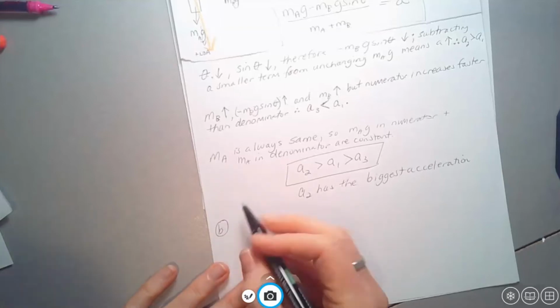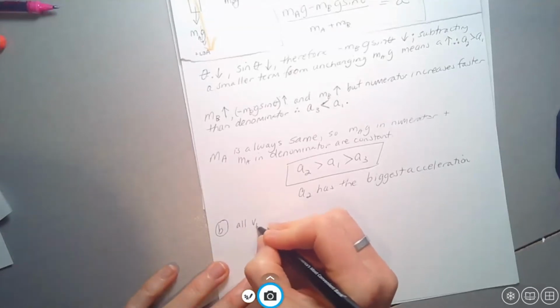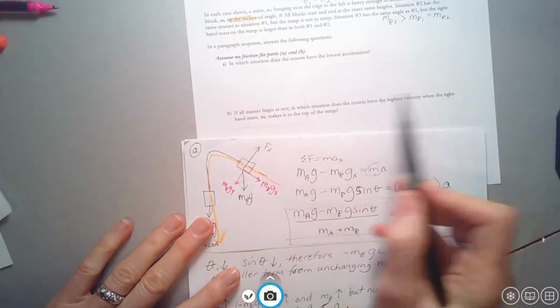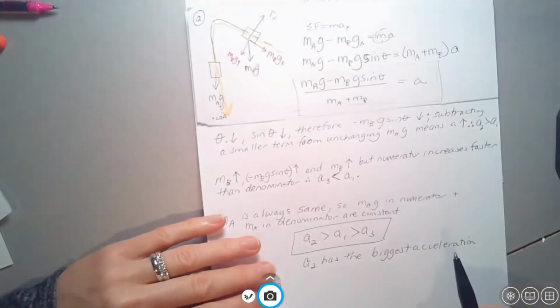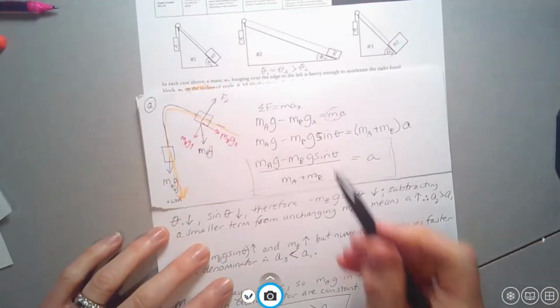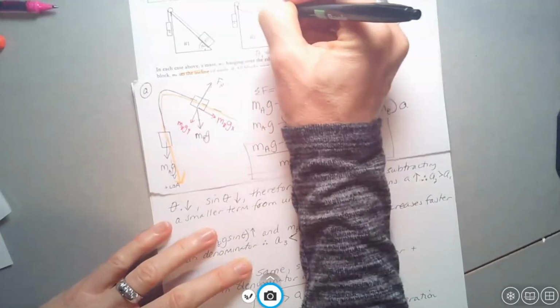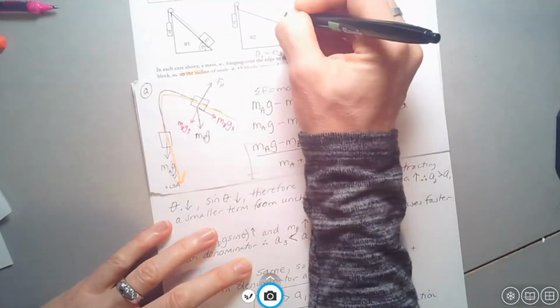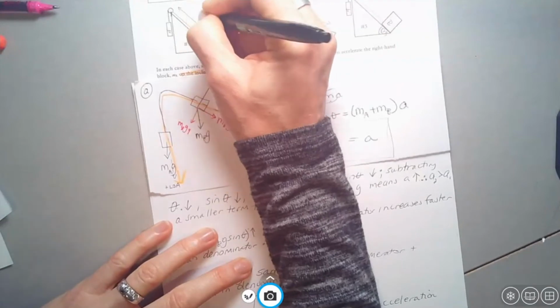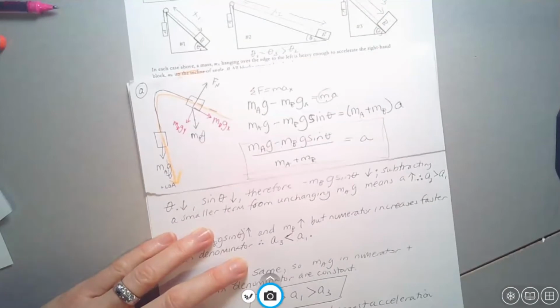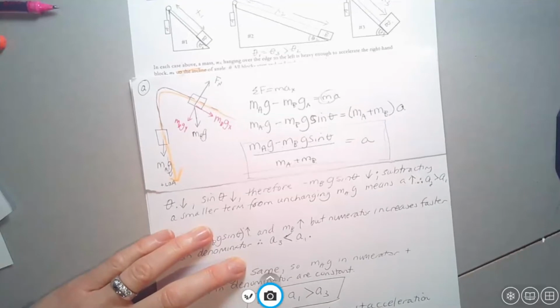For this, we know for all, V initial equals 0. The question is asking which situation the system has the highest velocity when the right-hand mass makes it to the top of the ramp. We know they get to the same height, but we can see that this length, let's call it X here, we'll call this X2, X1, X3. So X2 is greater than X1, which is equal to X3. That's related to the angles.